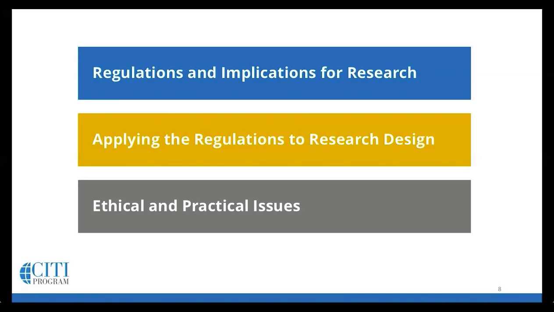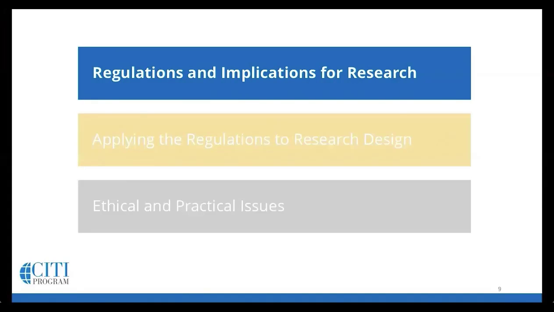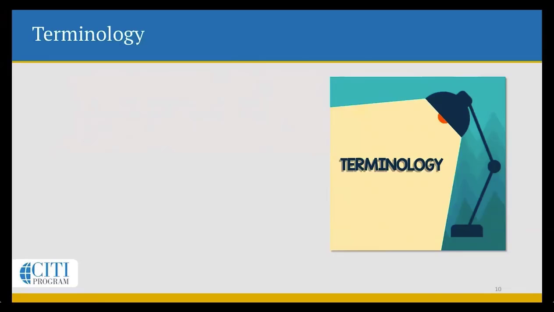So our three main topics today are regulations and implications for research, applying the regulations to research design, and ethical and practical issues. So first, regulations and implications for research. I'd like to provide a brief overview of some terminology.